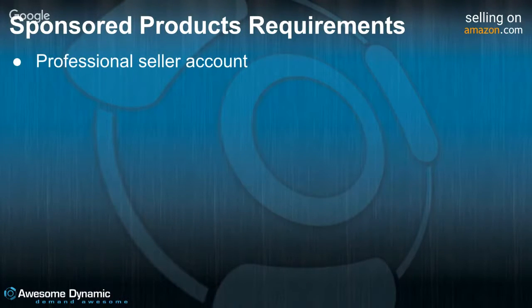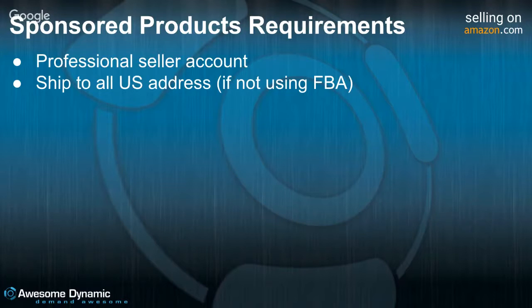The first thing that you need to have in order to even unlock the ability to do any kind of pay-per-click campaigns is a professional seller account, and that's $40 per month. And this is one of the benefits among many that you get to be on that professional seller account. The next thing is that you have to have the ability to ship to all US addresses. Now, this is not applicable if you use the FBA program because you already are shipping to all US addresses. But if you're fulfilling yourself, you need to make sure that you have those options enabled.